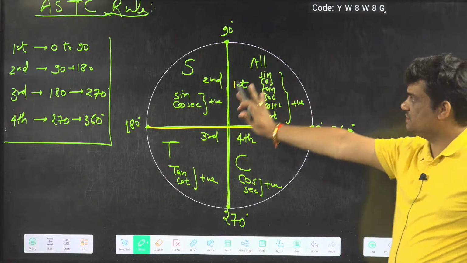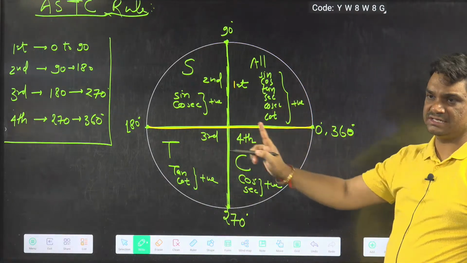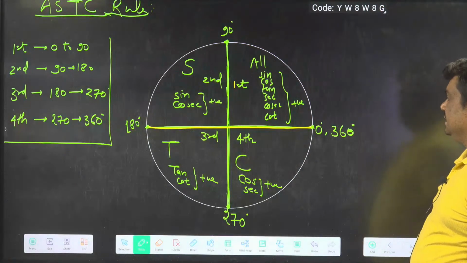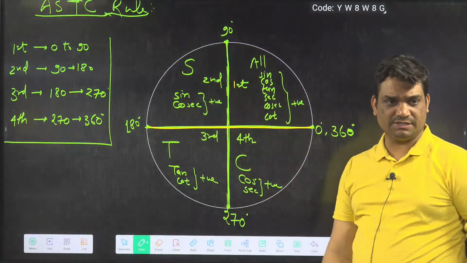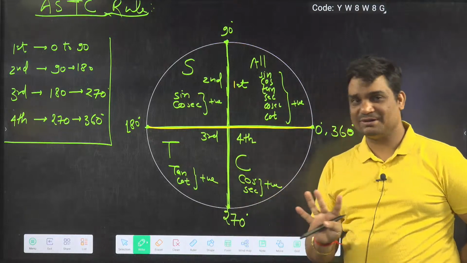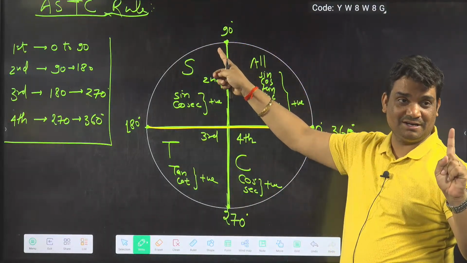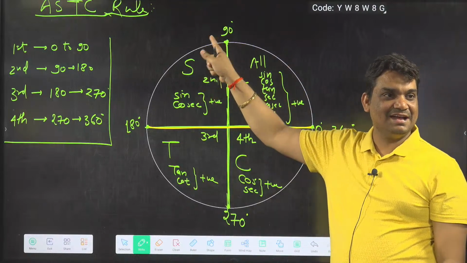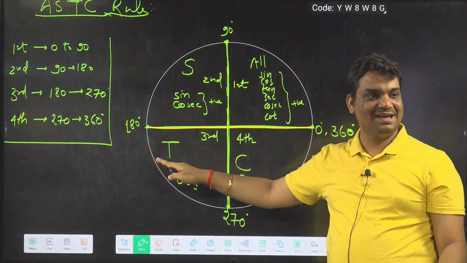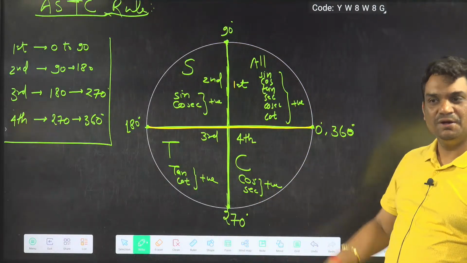This is the preliminary thing that I have written about the ASTC. I have explained what the ASTC is and what the quadrants are. We have divided this circle into 4 parts. You can divide into any number, your choice, but I will only divide into 4. Then 0 to 90 I will say as the first quadrant. You can say whatever name you want. 90 to 180 I will say the second quadrant, 180 to 270 the third quadrant, and 270 to 360 the fourth quadrant.